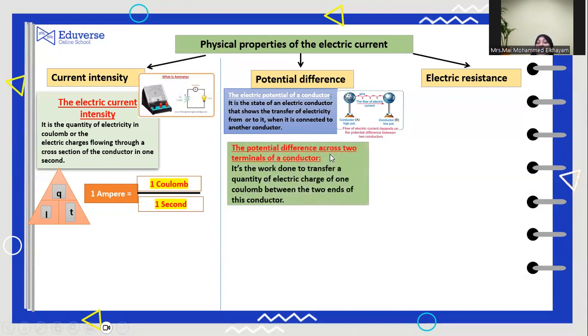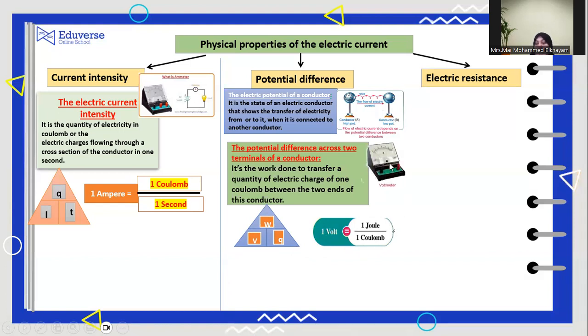From this point, we have to know the potential difference across two terminals of a conductor. For sure, to transfer some electrons from one part to another or across two terminals of a conductor, I need work. So it is the work done to transfer a quantity of electric charge of 1 coulomb between the two ends of this conductor. And it can be calculated by potential difference, which is V equals the work done over the quantity of charge. The measuring unit of potential difference is volt, the measuring unit of work done is joule, and the measuring unit of the quantity of charge, for sure, is coulomb.